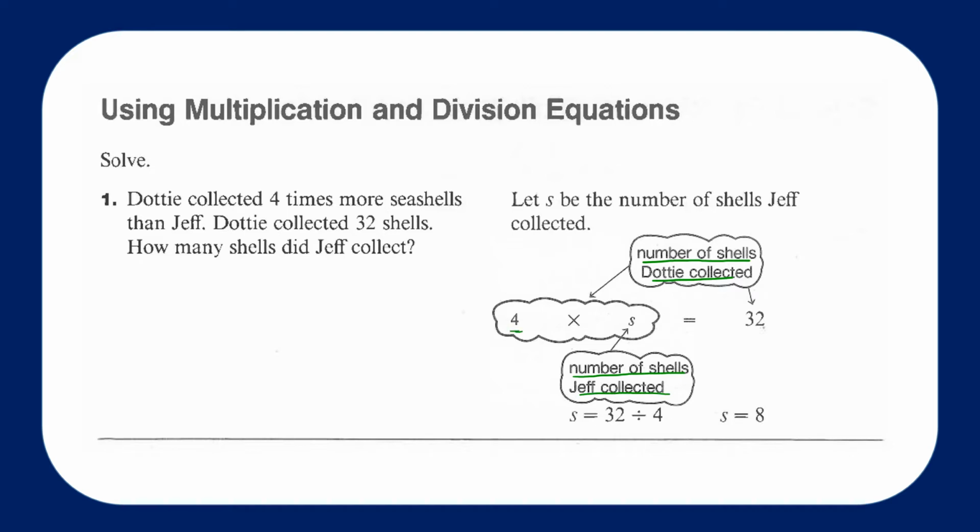So 4 times S equals 32. And S equals 32 divided by 4, so S equals 8. Jeff collected 8 shells.